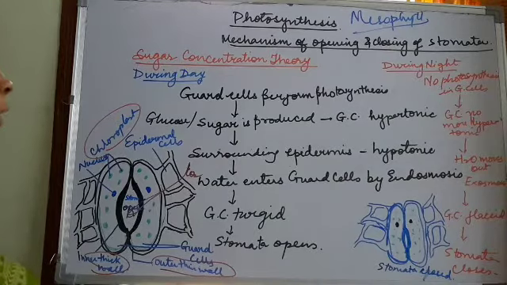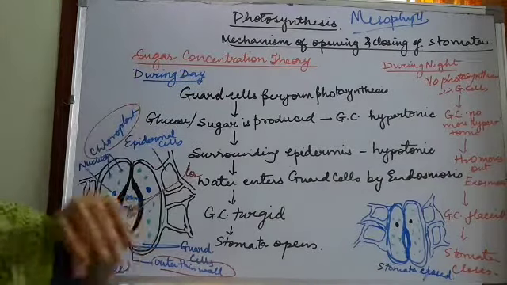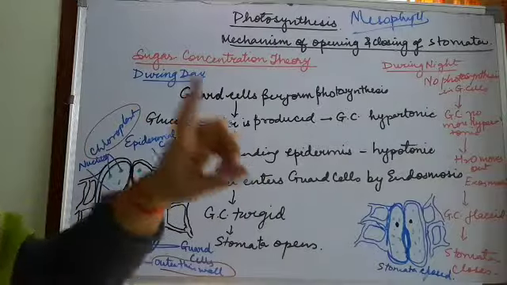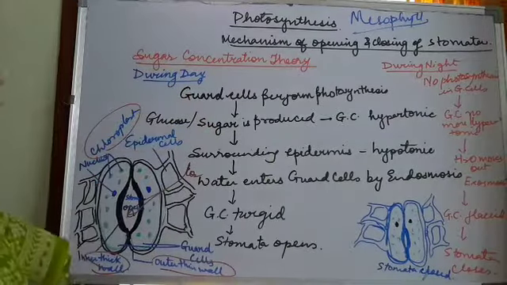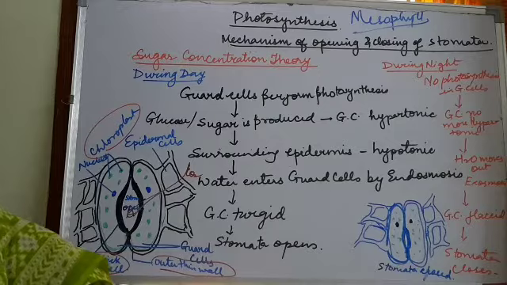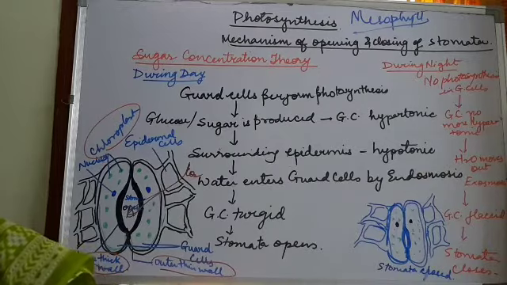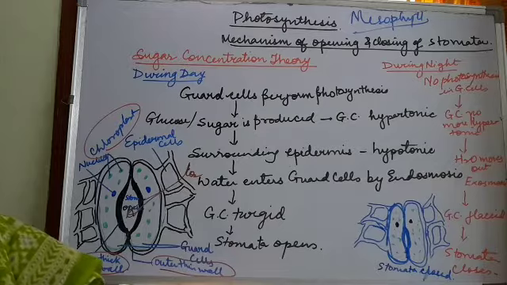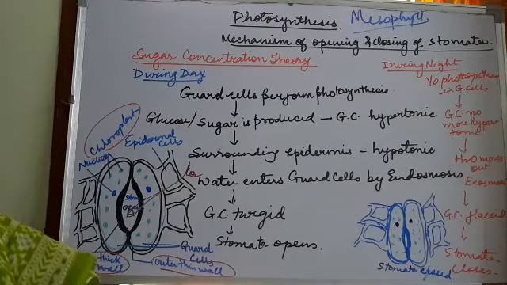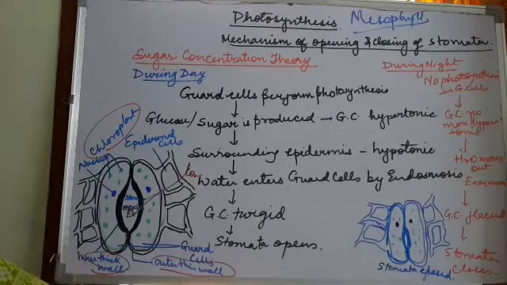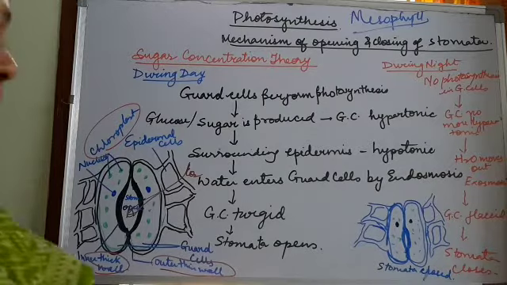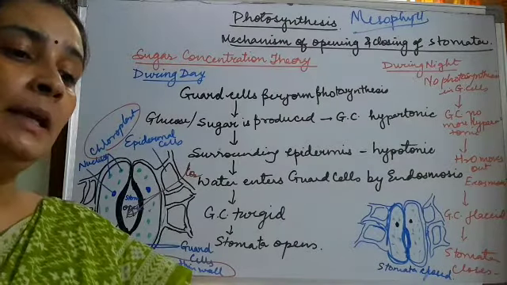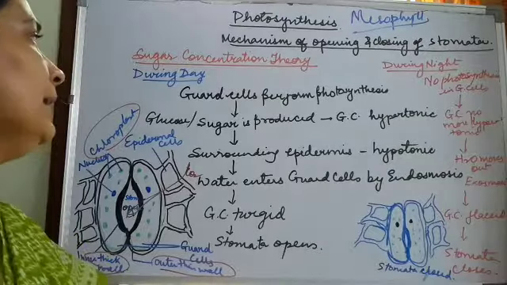First of all, we shall discuss the sugar concentration theory. There are two theories. One is the potassium ion theory and one is the sugar concentration theory. For the sugar concentration theory, I have made a small flow chart with which you can understand how it moves. The sugar concentration theory is the old theory, and the new one, the potassium ion theory, is the recent one which is widely accepted.